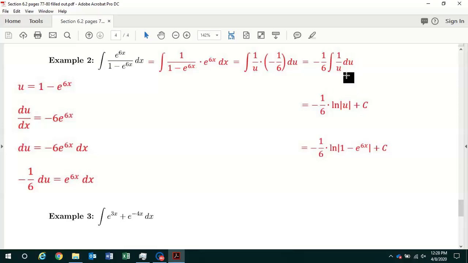The antiderivative of 1 over u, we know, is the natural log of the absolute value of u. And so now I replace u with what it's equal to. It's equal to 1 minus e to the 6x. And so I replace u with that. And then in terms of x, this is the antiderivative of our original function. The antiderivative of this function with respect to x is equal to minus 1/6 times the natural log of the absolute value of 1 minus e to the 6x, and then we add the arbitrary constant c.